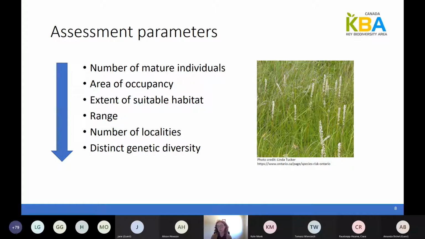And in these cases, we can use our different assessment parameters, such as area of occupancy, extent of suitable habitat, range, number of localities, and distinct genetic diversity. So we start at the top of that list and use those first, but if we can't find them, we work our way down the list. This is really important because it allows us to trigger KBAs, even for these species that we don't have those population level surveys for, but we might have very detailed area of occupancy or extent of suitable habitat information.